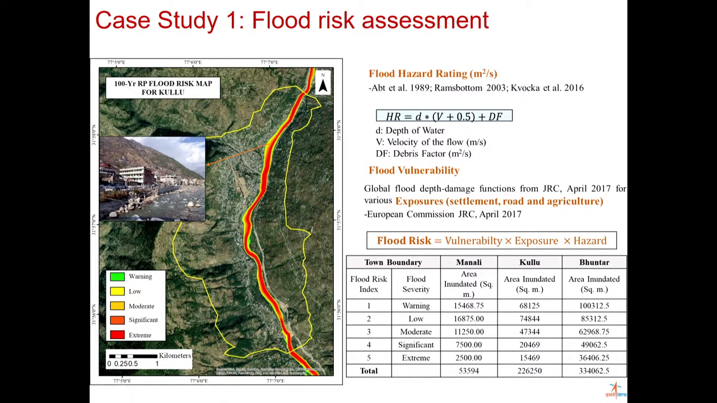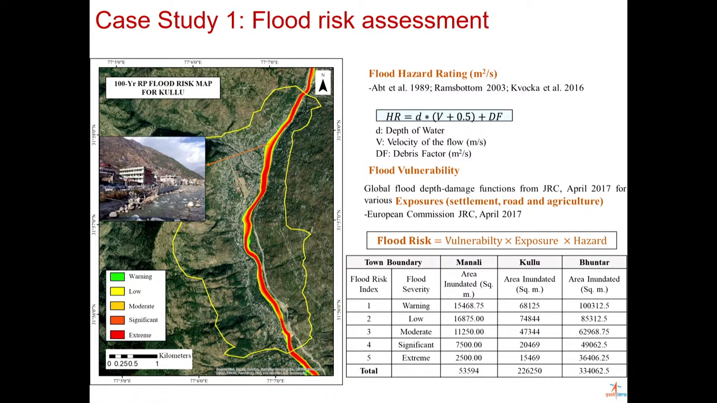Again, the same thing: we calibrated the model, we validated the model, and then for the 100-year return period we found out the depth, we found out the velocity, and then we generated this flood hazard rating. So this is how you can generate flood hazard maps using hydrodynamic modeling. Now you can combine this with your vulnerability corresponding to the exposure, and then you can come up with the flood risk. This flood vulnerability you can generate using depth damage functions. Again, this depth comes from your hydrodynamic model.